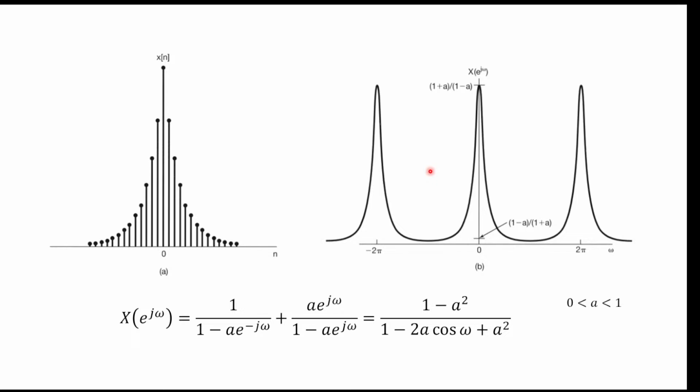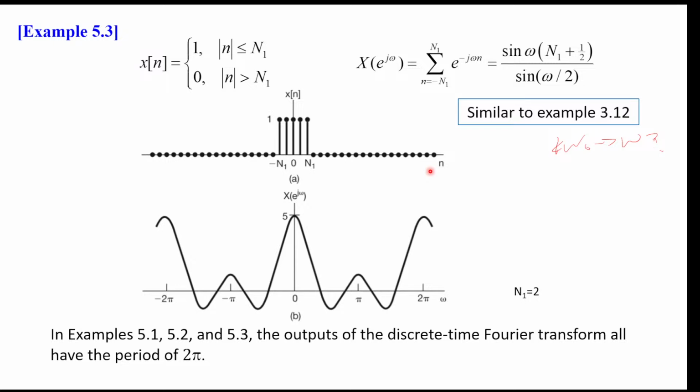The next one, we go to our block wave signal example. Our x of n is this block signal, so it's from minus n1 to n1. Big X of e to the j omega will be the summation from minus n1 to n1 of e to the j omega n, because the block signal just changes your range of summation from minus n1 to n1.